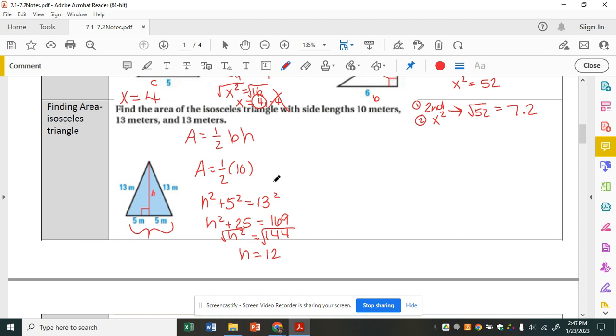That way I can plug it back up into my area formula. So I'm going to take my area as 1/2 times 10, which is 5. 5 times 12 tells me my area is 60 meters squared. So you're applying the Pythagorean theorem on one of these right triangles here to help us find the height. That allows us to then plug the height into our area formula. Okay.